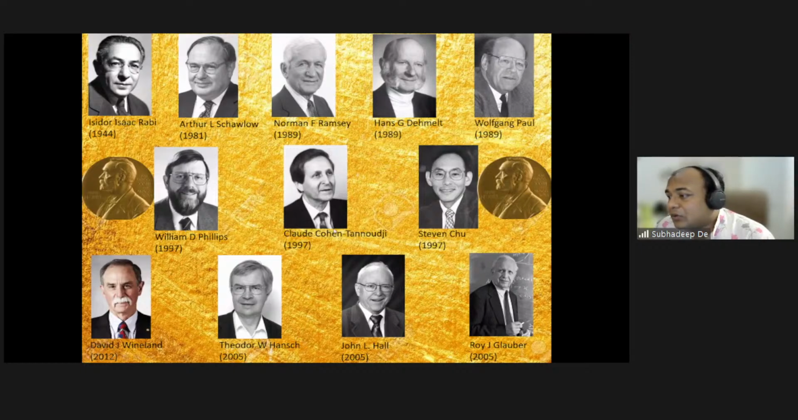Bill Phillips, Cohen-Tannoudji, and Steve Chu developed the laser cooling techniques and they got the Nobel Prize in 1997. Laser cooling is used for cooling even neutral atoms or ions. Then Wineland further took these ions to make ion clocks and quantum computers, so he got the Nobel Prize in 2012. And Hansch, John Hall and Glauber developed several techniques which I did not discuss actually. They developed some quantum optics techniques, called the optical frequency comb, which is used to measure these optical frequencies very, very accurately.